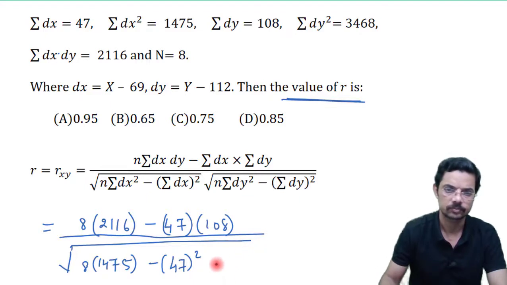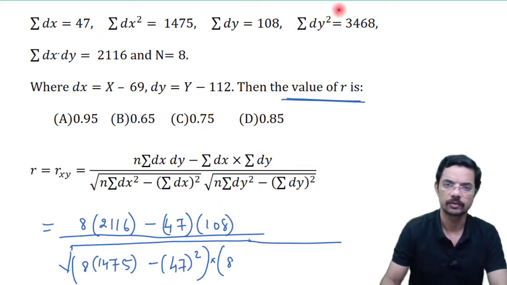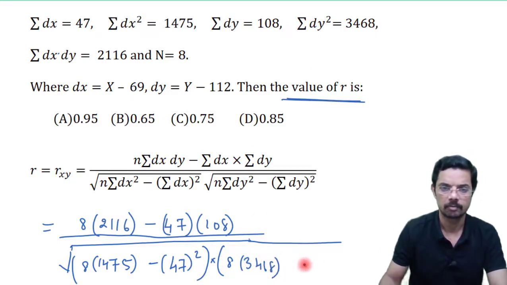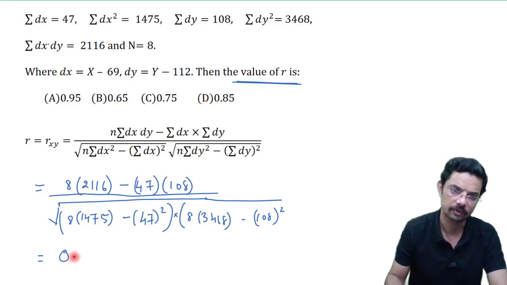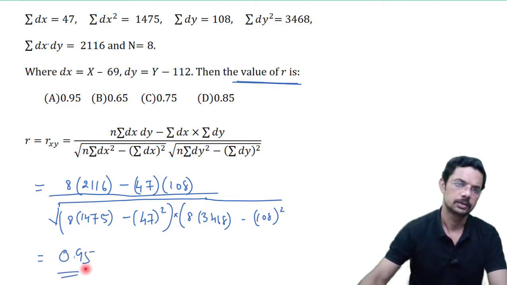Into, we can take the whole thing in the same root also if you want, and put this into brackets. Into n, which is 8 again, into sigma dy square, which is given as 3468, minus sigma dy whole square. Sigma dy is 108, so it is 108 whole square. When we calculate this using the calculator, what we get is 0.95. Okay, this is done.